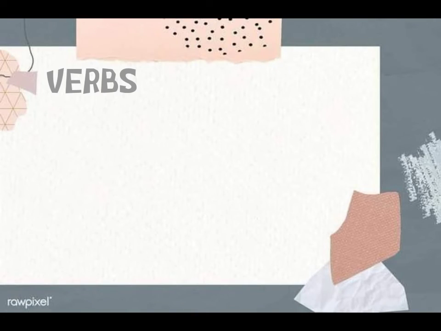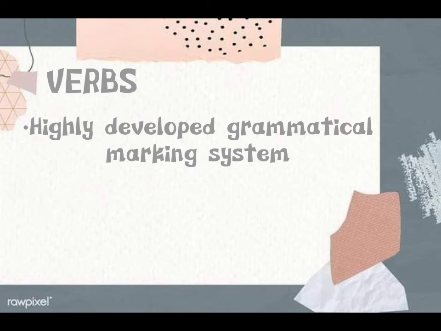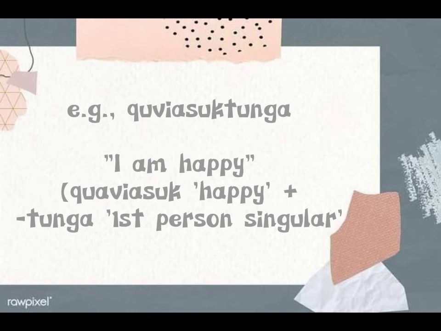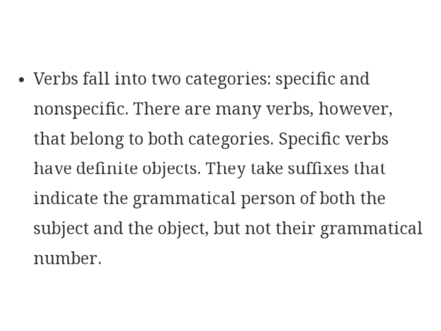Let's proceed to verbs. Inuit verbs have a highly developed system of grammatical marking. A single inflected verb can constitute a sentence. These are the given examples. Verbs fall into two categories, specific and non-specific. There are many verbs, however, that belong to both categories.